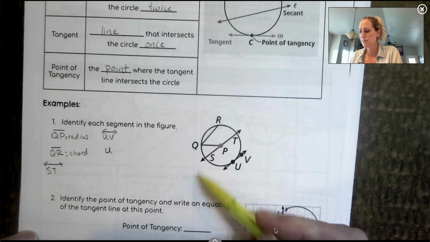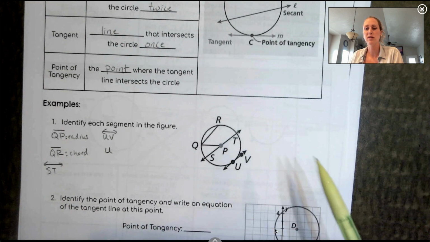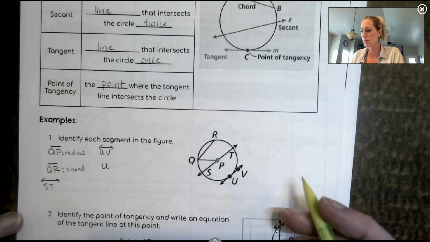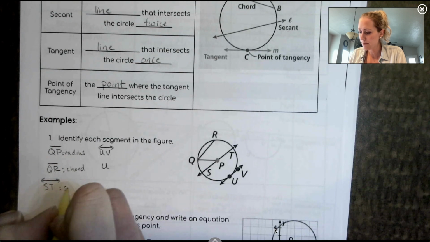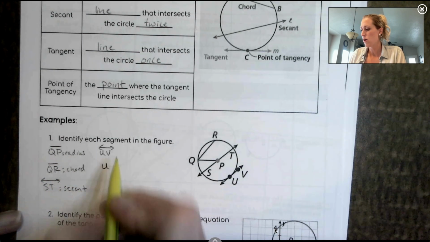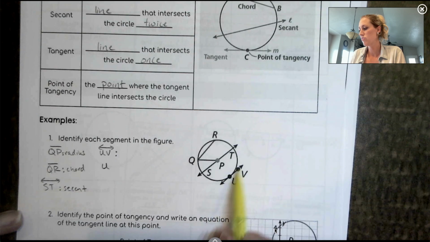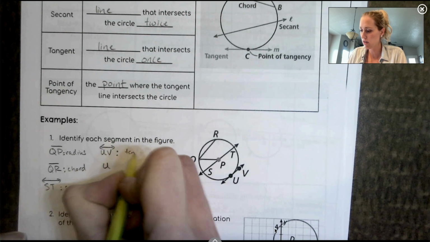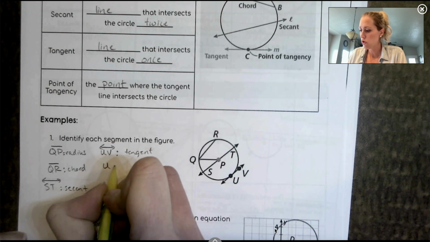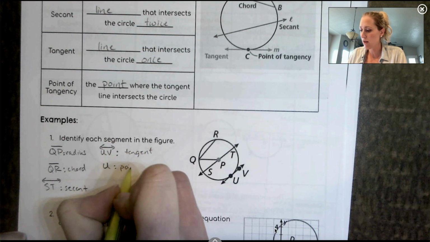Okay, ST goes through the circle, and it does touch it twice. So if it's a line passing through the circle twice, it is a secant line. Okay, UV, so this is also a line, but it's only touching the circle at one place. So this is a tangent line. And then U is what we would call the point of tangency.